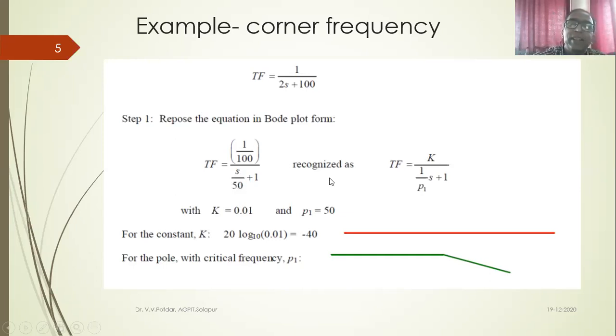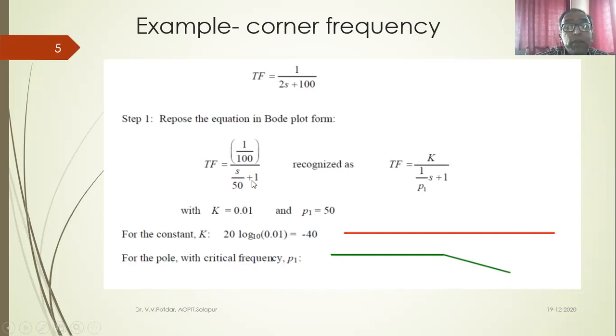In other words, this transfer function, which was 1 upon 2s plus 100, is now converted to 1 upon 100 as the K value, which corresponds to the steady state gain K. In the denominator I have 1 plus s upon p1. This p1 is my first corner frequency, and the second term is as it is. So from this transfer function, this K corresponds to 0.01, that is 1 upon 100. So this steady state gain K is 0.01.